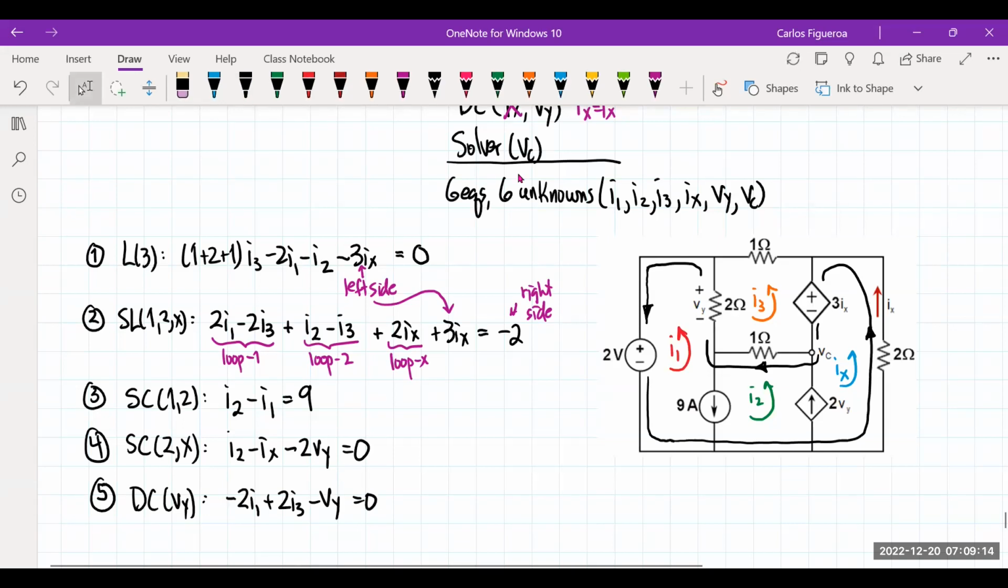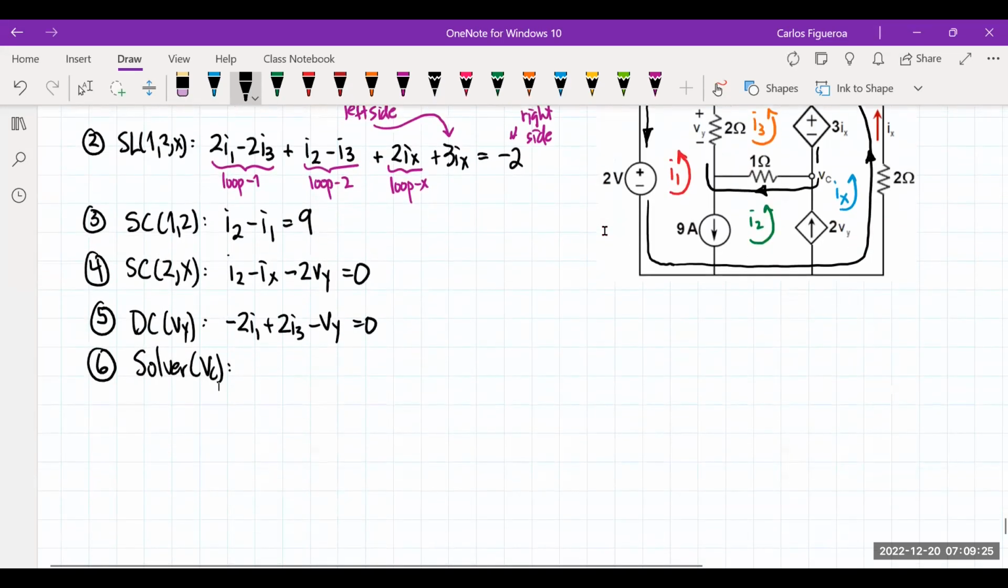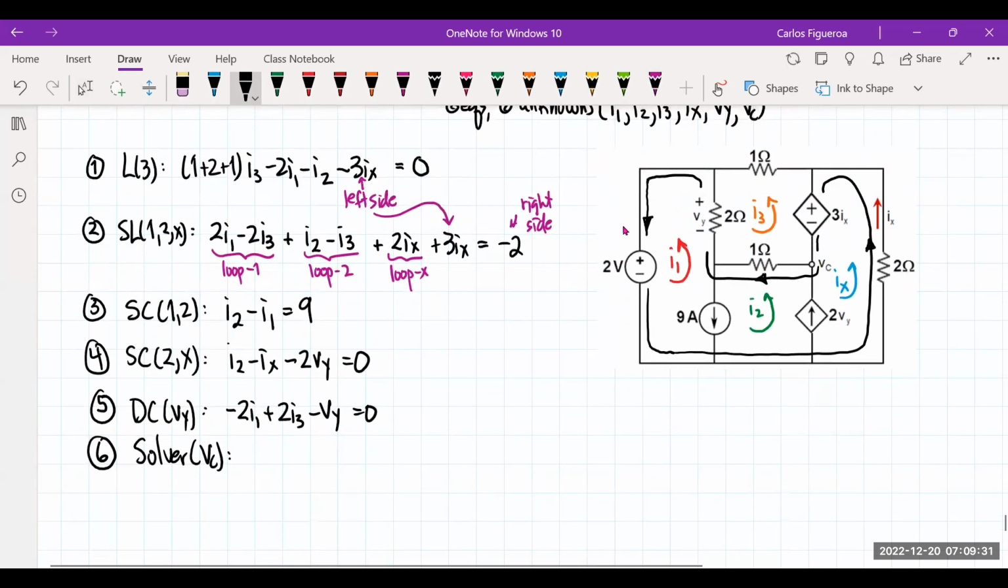Okay, and then finally, I need my sixth equation, which is going to be my solver for VC. So let's look at my solver. I don't know, I could take the loop of I2 or I could take the Ix. I choose to take the Ix because I know the voltage across the 2 ohm resistor and I have that dependent source up there. So what I'm going to do here is apply KVL around the left loop.